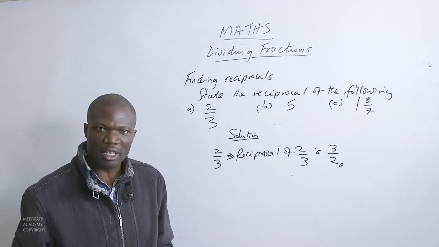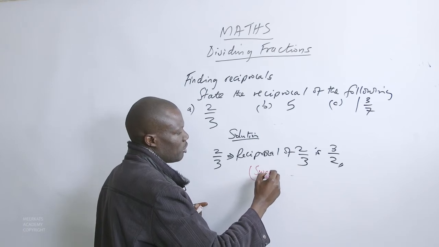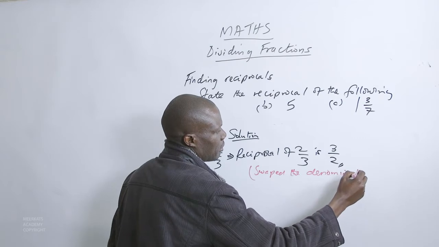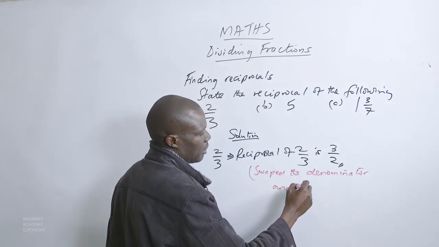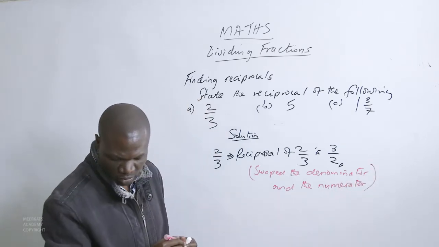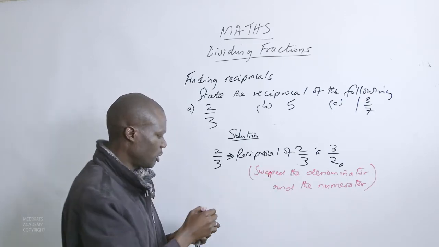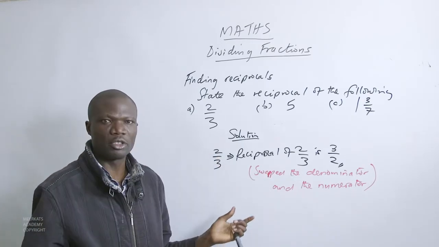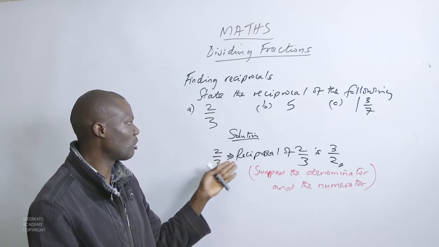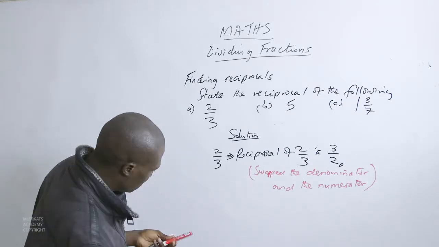Now here, note that what we have simply done is swap the denominator and the numerator. So for a fraction that is straightforward, you don't need to struggle to find its reciprocal. You only need to swap the numerator and the denominator, and there you are. So our reciprocal of 2 over 3 is 3 over 2. Let us look at the second one.